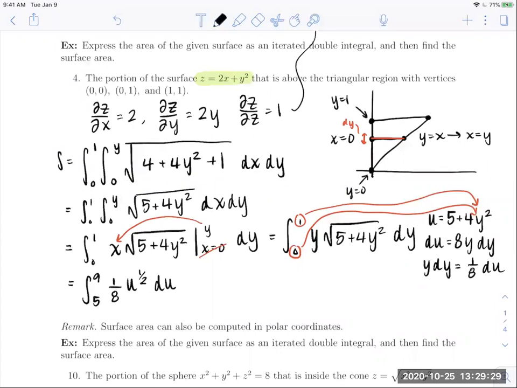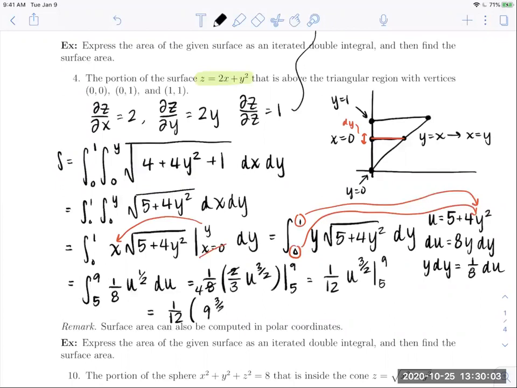And now let's go ahead and integrate. So I have 1/8. When I raise the power by 1, it becomes a 3/2 multiplied by the reciprocal is 2/3 u to the 3/2 power, where u is ranging from 5 to 9. So I get a 1/12 u to the 3/2 power. All right, so applying the fundamental theorem of calculus, I get 9 to the 3/2 minus 5 to the 3/2.